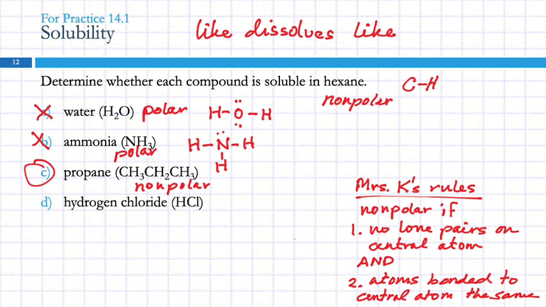How about hydrogen chloride? Polar or nonpolar? Polar. Here, we only have one bond, so there's not a central atom. If the bond is polar, the molecule's polar. And in the absence of a table of electronegativities, you just ask yourself, are those the same element or different elements? Those are different elements. 95% chance that's polar. So also not going to dissolve.